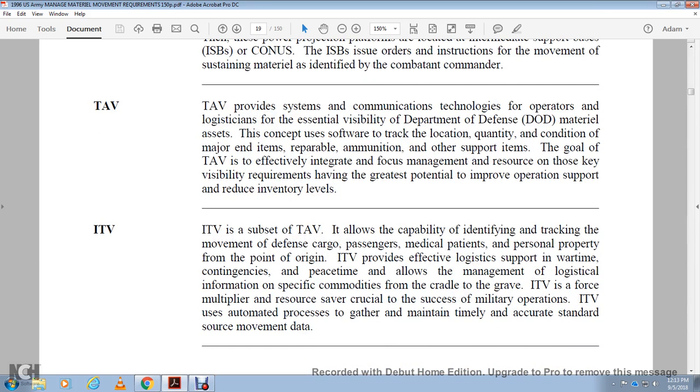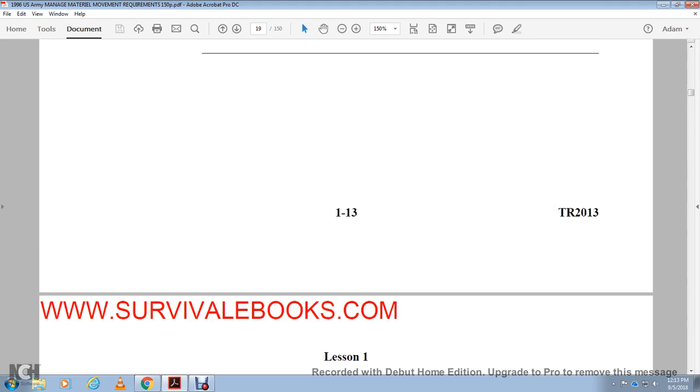ITV is a subset of TAV. It allows for identifying, tracking, and movement of defense cargo, passengers, medical patients, and personal property from the point of origin. ITV provides effective logistics in peacetime and wartime contingency operations, and also management of logistics information on special commodities from cradle to grave. The ITV is a force multiplier and resource saver, crucial for successful military operations. ITV is an automated process to gather and maintain timely, accurate, standard source movement data.